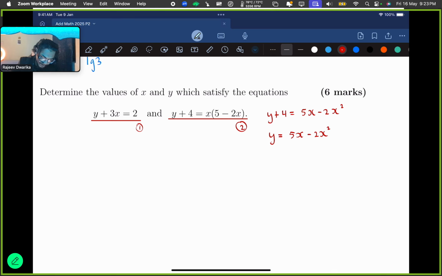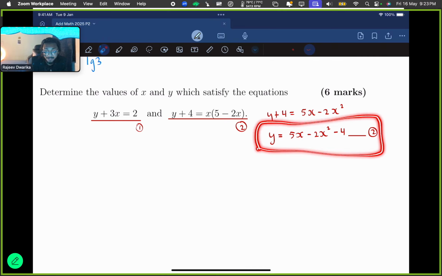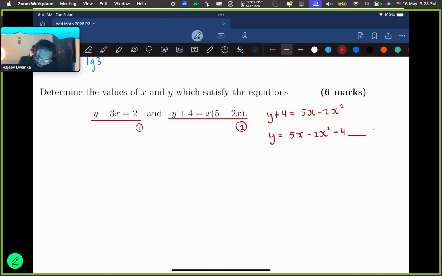We can make whatever we want the subject of the formula. Make y the subject, and then you can. What did I just do? Check that. I made y the subject, right? I hit it in one shot.